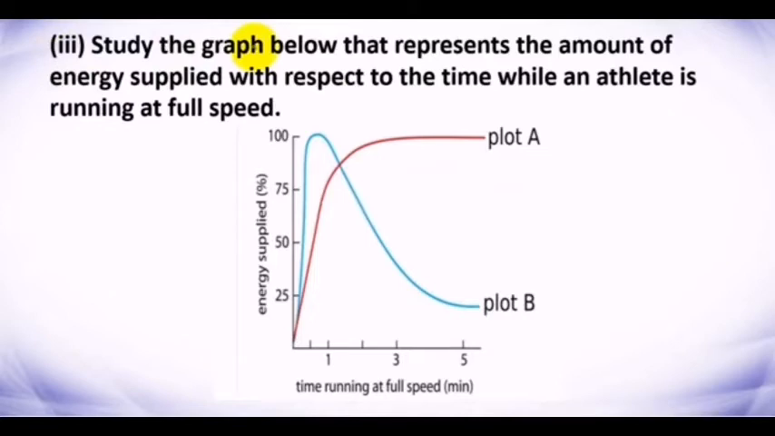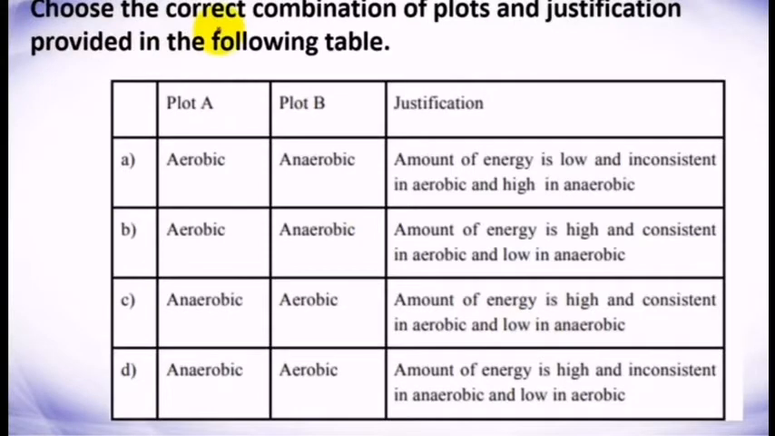Next is part 3. Here again 2 graphs are given that represent the energy supplied to the athlete with respect to time. One is plot A and another one is plot B. Now the question is to choose the correct combination of plots and justification provided in the following table. Here a table is given which shows 4 combinations of plot A, plot B and its justification.